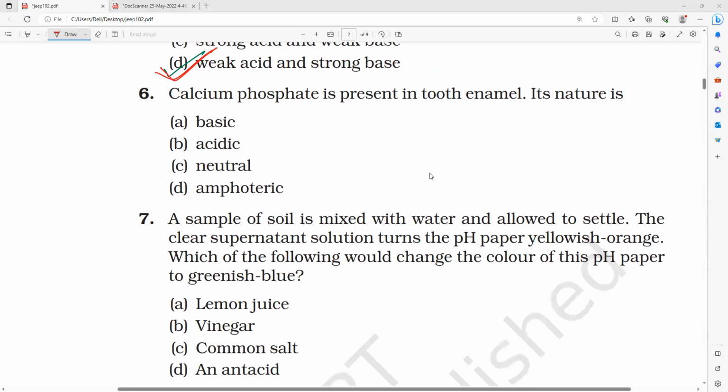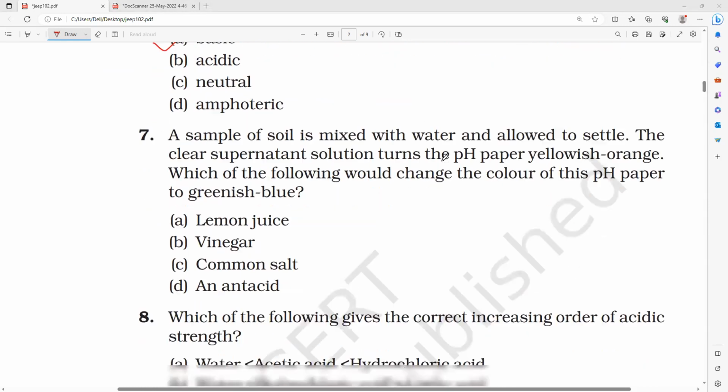Next, calcium phosphate is present in the tooth enamel. What is its nature? Calcium phosphate, tooth enamel, tooth decay. It is basic in nature. Write it down: basic nature.